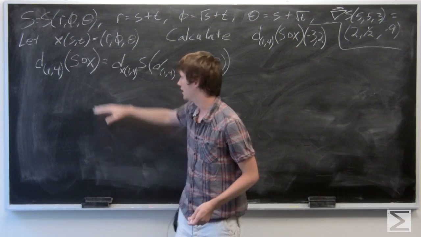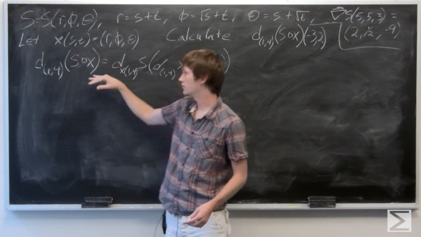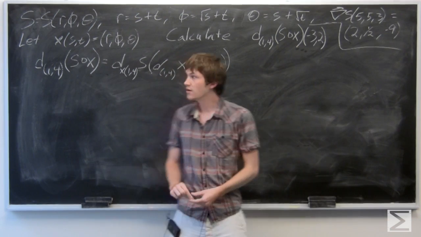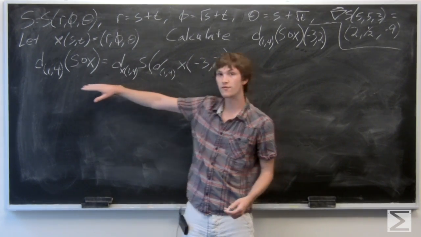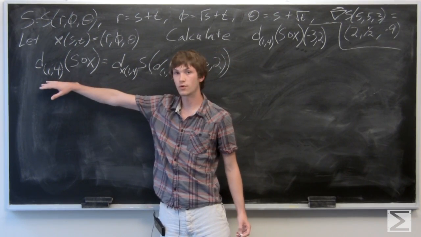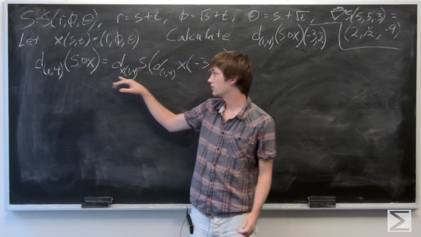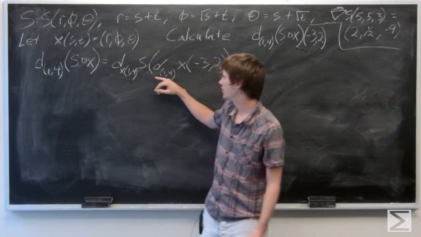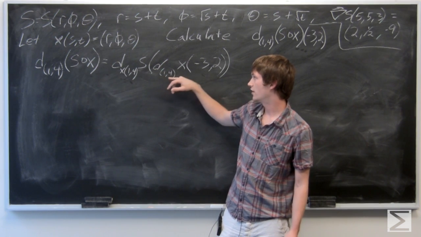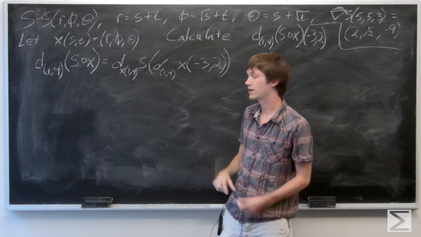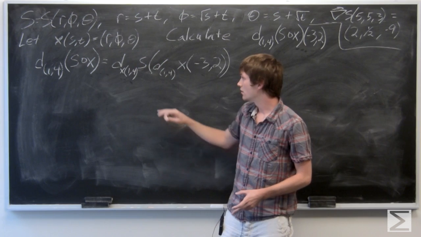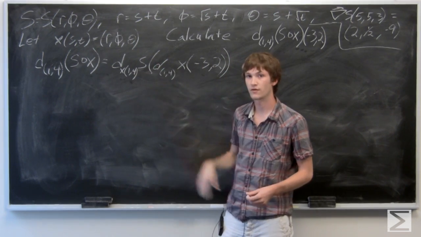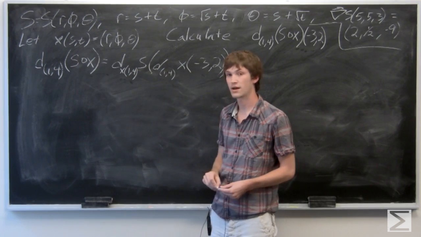and I didn't write it, but this total derivative is with respect to the vector negative 3, 2 as defined above. So the total derivative of s composed of x at the point 1, 4 is the same thing as the total derivative of s at the point x of 1, 4 times the total derivative of x at the point 1, 4 with respect to negative 3, 2. So we want to know what x of 1, 4 is so that when we take the total derivative of s at that point, we know what that point is.